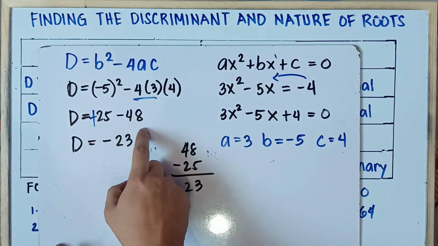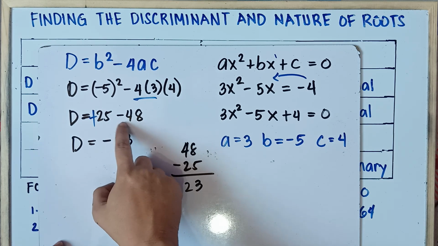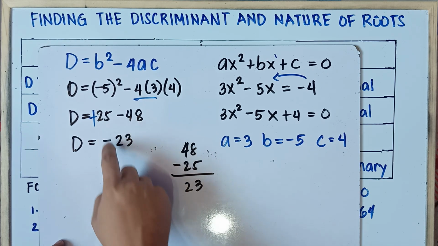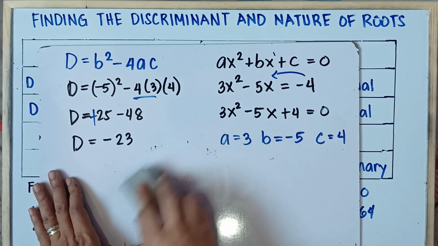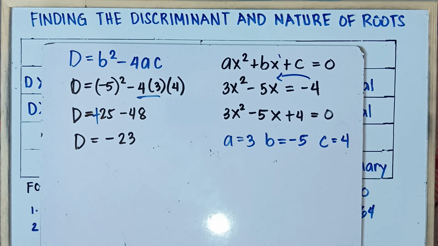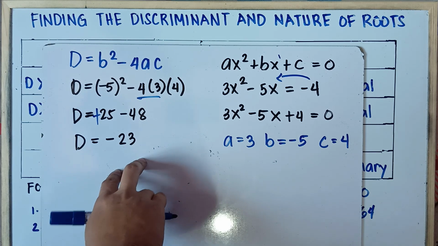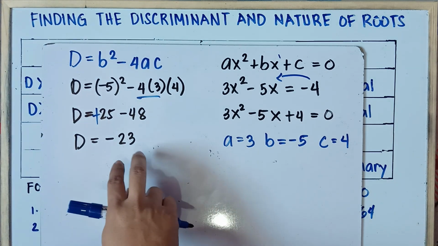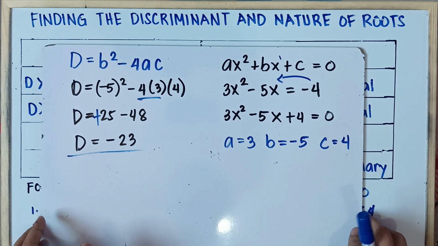Alright, once again class, unlike signs, subtract: 48 minus 25 is 23. Then copy the sign of 48, since 48 is greater than 25: negative 23. Simple as that, class. Now, is negative 23 greater than 0, equal to 0, or less than 0? That's correct, it is less than 0. Negative numbers, class, are always less than 0. So our D is less than 0.